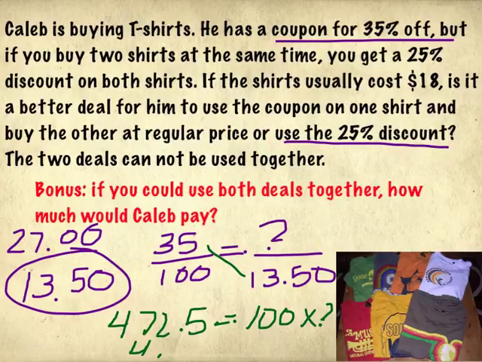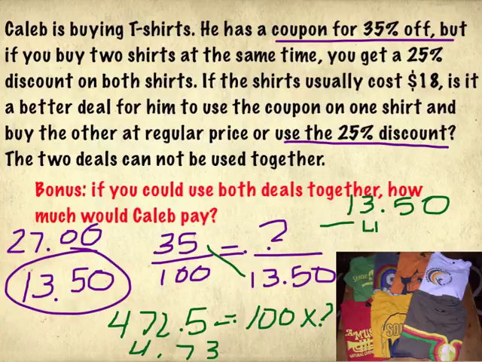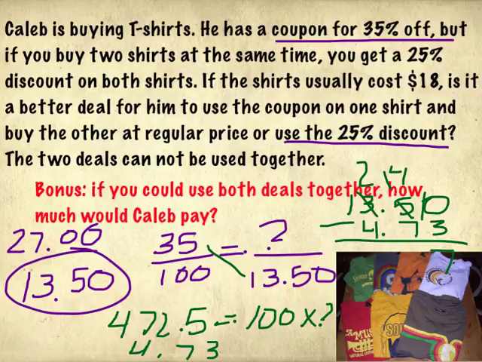Because it's money, I only need 2 place values after the decimal, so I'm going to round up to 7.3. He would get a $4.73 discount. So then I'm going to take his price for one t-shirt, which was $13.50, take away his discount of $4.73, which gives me $8.77. So one t-shirt would be the regular price, $13.50. The other one he would get on sale for $8.77.